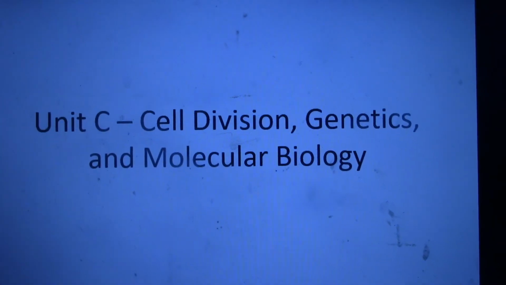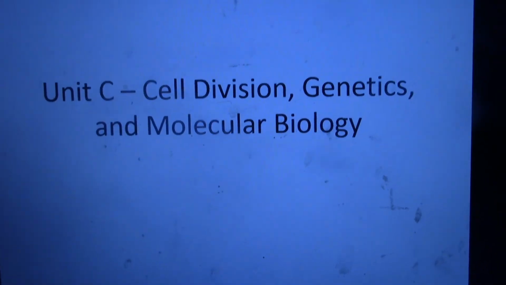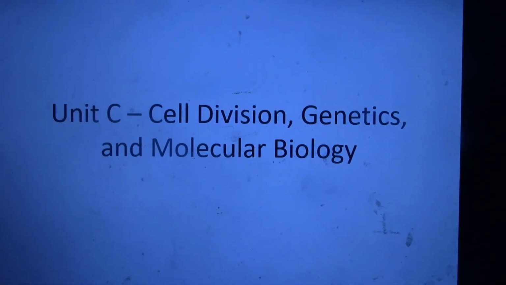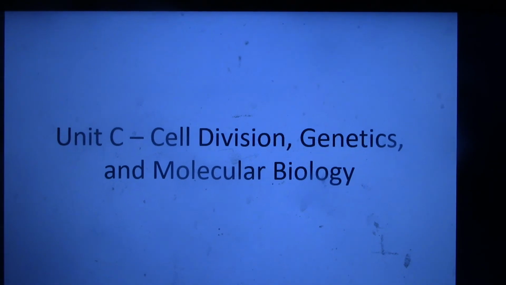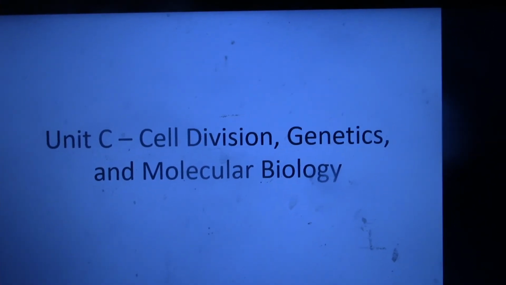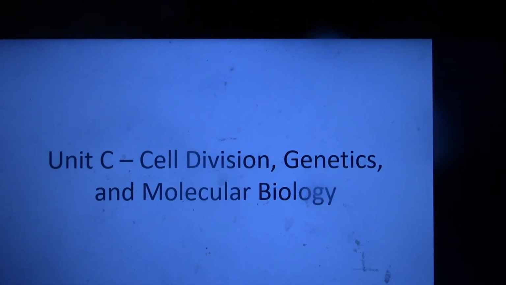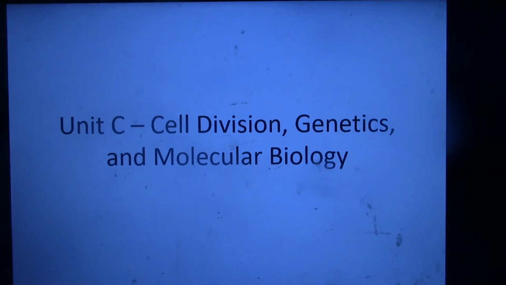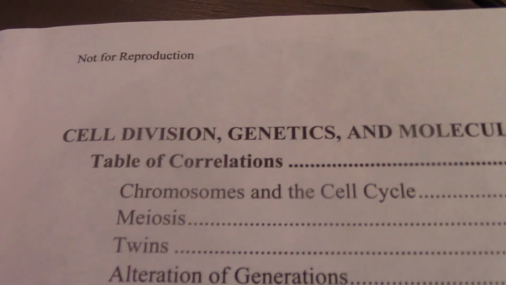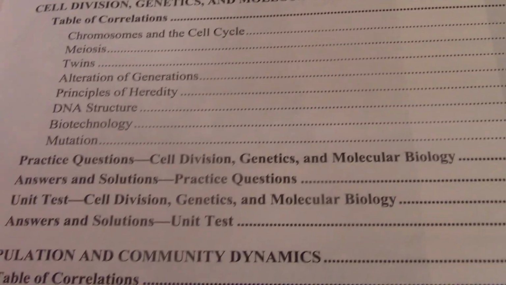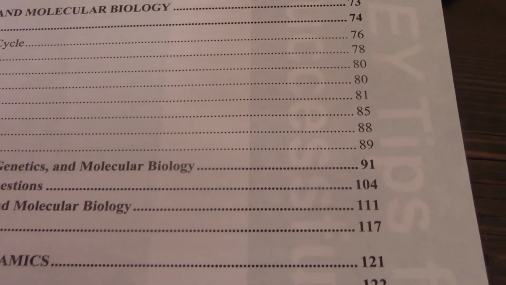Bio 30. Okay, so this is the first lecture on the last unit that we're going to discuss. This is actually worth 40% of your mark in Bio 30, so there's quite a bit of information that we'll be discussing over the next 6-7 weeks or so. So we have a lot of time to do this unit. In your key, cell division, genetics, and molecular biology starts on page 73 and then ends on page 117.